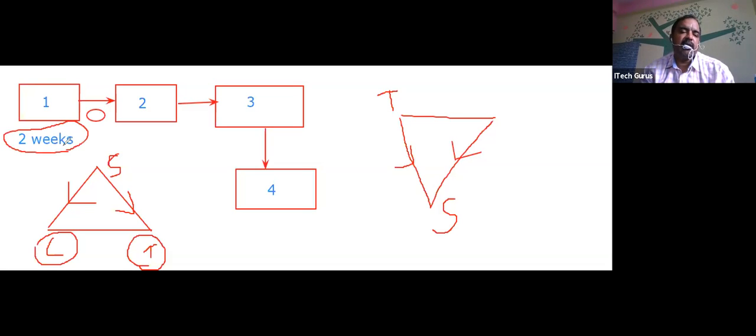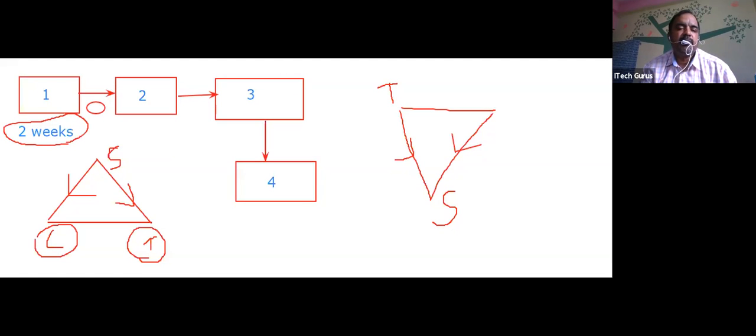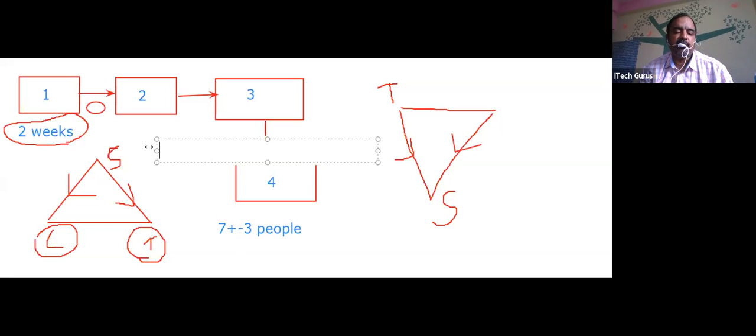But please understand, how many people will be working in an Agile project? Any guess? Agile says that in any Agile project, 7 plus or minus 3 people will be working in a team. You cannot execute a 100 team member project in Agile. Each and every team has 7 plus or minus 3 people. Let's say in our case, I'm going with a 5 people project, 5 FTE, full-time employees.